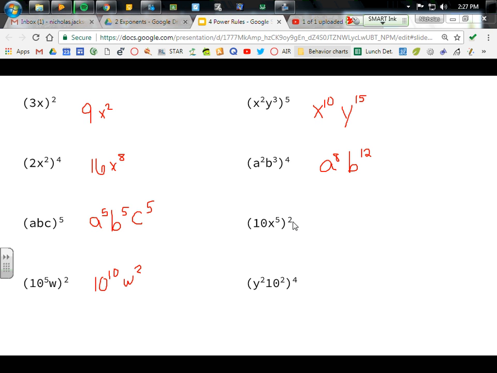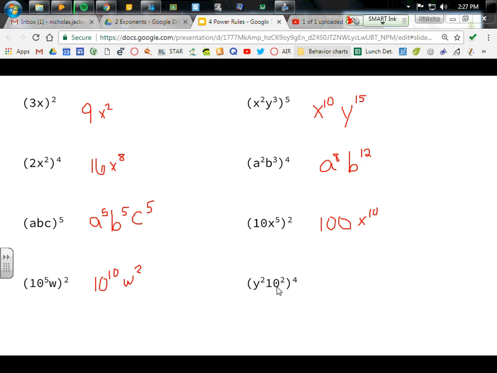10x to the 5th, squared. So the 2 gets distributed. So we would have 10 squared, which is just 100. So we can write that, no big deal. All right, and then x to the 5th, and we multiply 5 and 2 to get 10. So we would have 100x to the 10th.